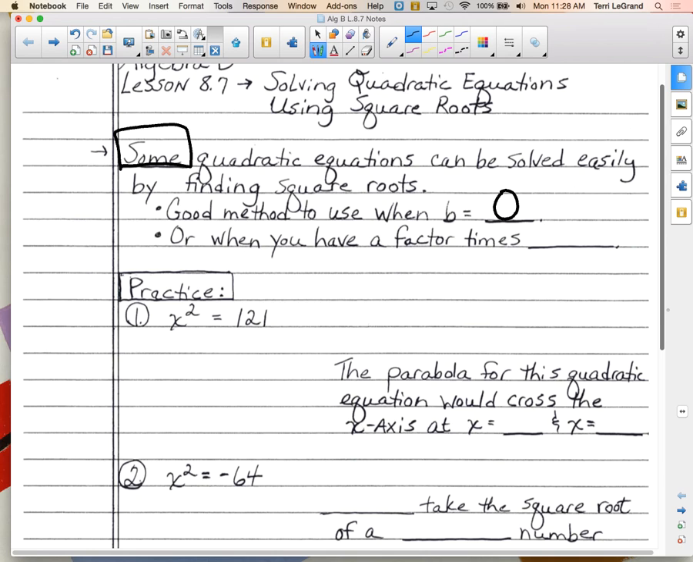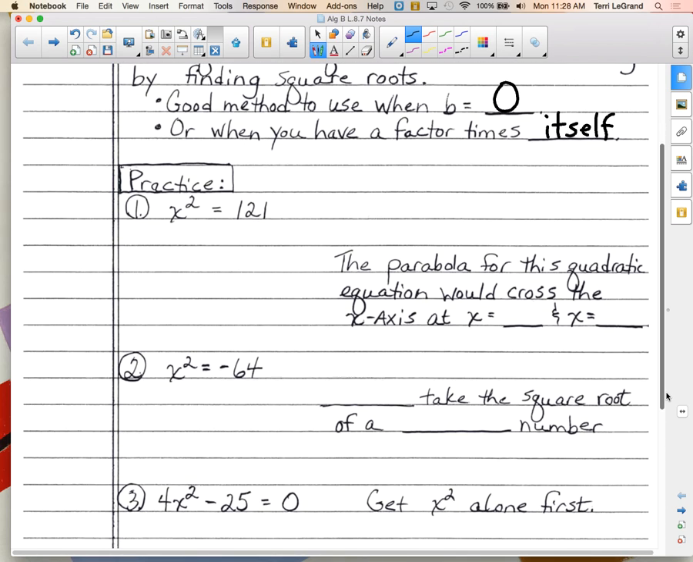Or when you have a factor times itself. That's the other time that this is a good method to use. If instead of it being multiplied out, it's in its factored form, and it's a factor times itself, then the square root method is a good one to use, okay? So let's do some practicing here.